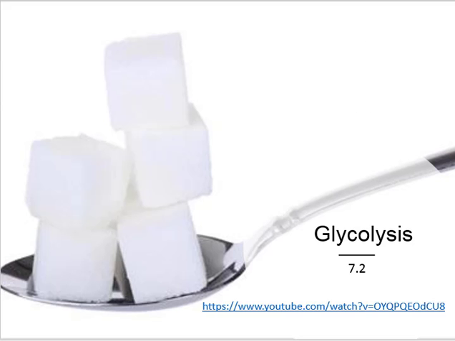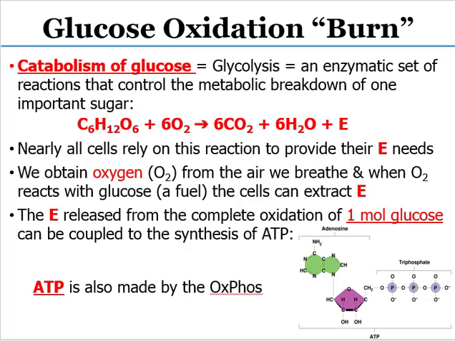So let's go ahead and look at the process of glycolysis in section 7.2 in your ebook. The oxidation or burn of glucose should imply that oxygen is used in the process. The catalytic breakdown of a 6-carbon glucose molecule into 6 molecules of CO2 and water with the production of 2 ATP is a 10-step enzymatically controlled process.